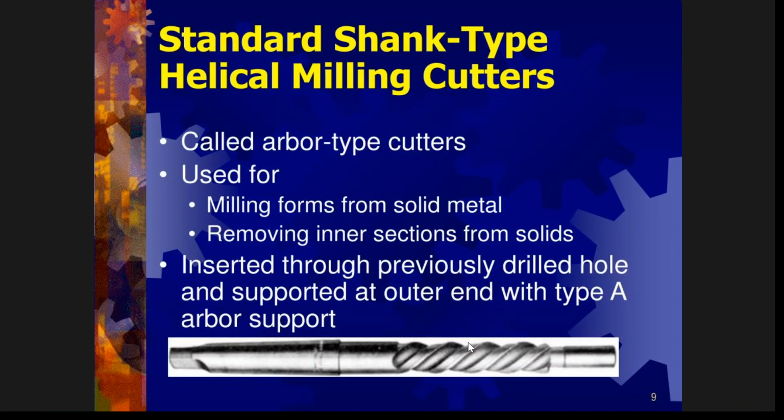Standard shank type helical milling cutter. This is a cutter which has a shank just like a drill bit. So a type of shank is also there, and it is called arbor type cutters, used for milling forms from solid metal, removing inner sections from solid. Comparatively, the diameter of the cutter is small, so you can insert it into a hole or a cavity, and the inner surface can be machined by using this standard shank type helical milling cutter.